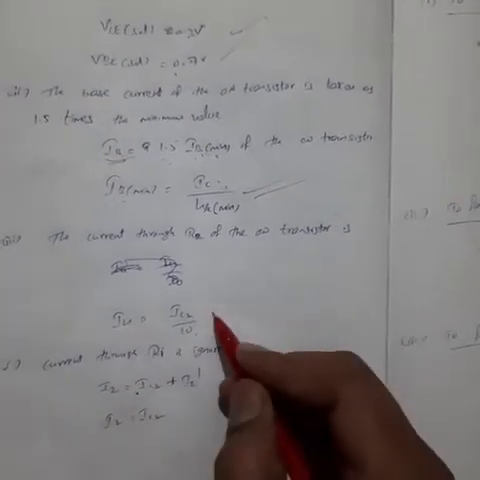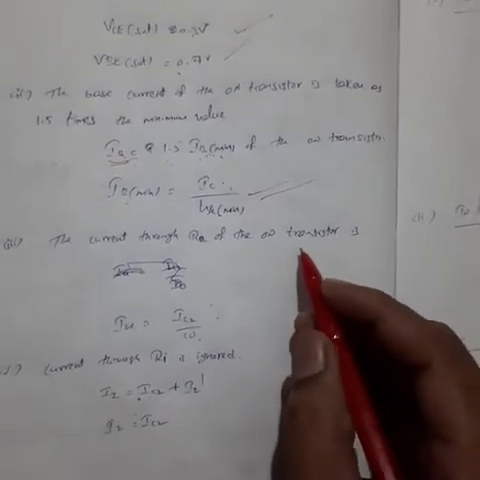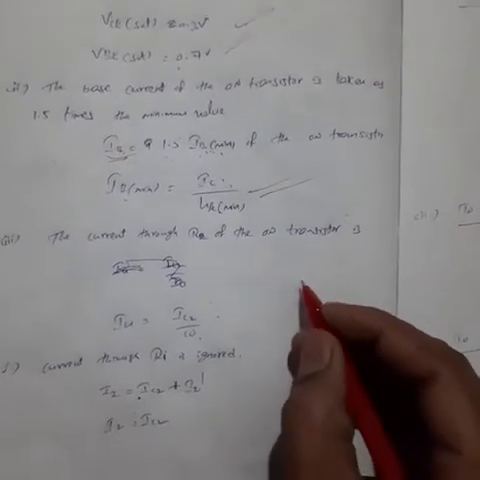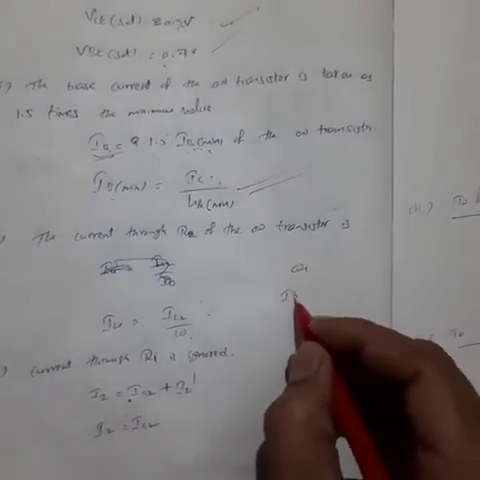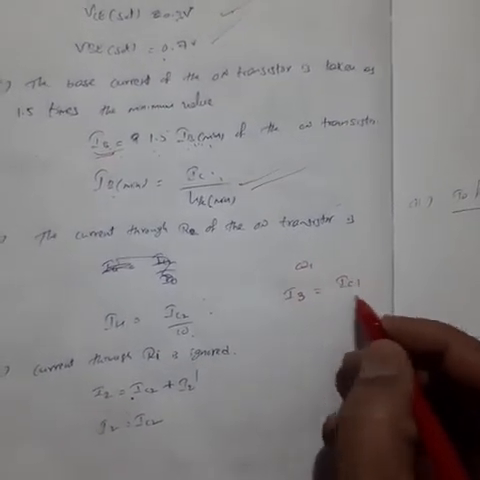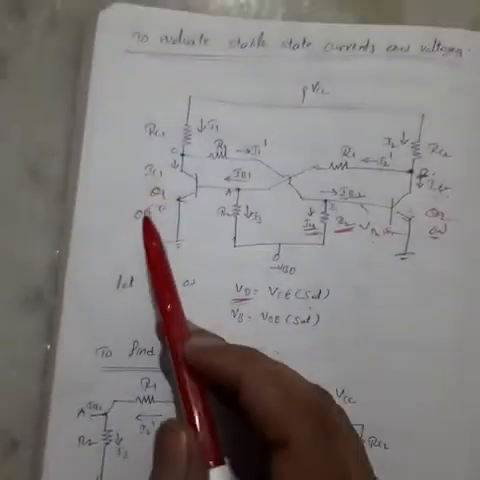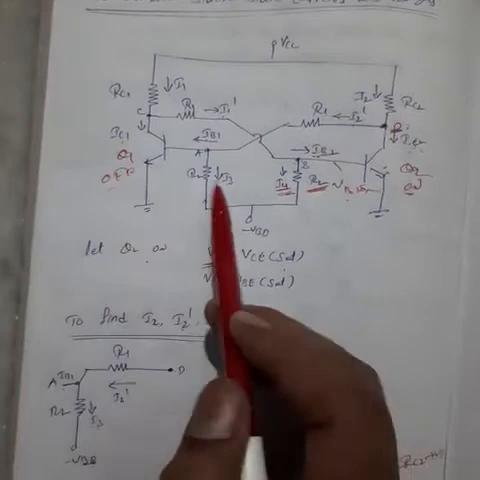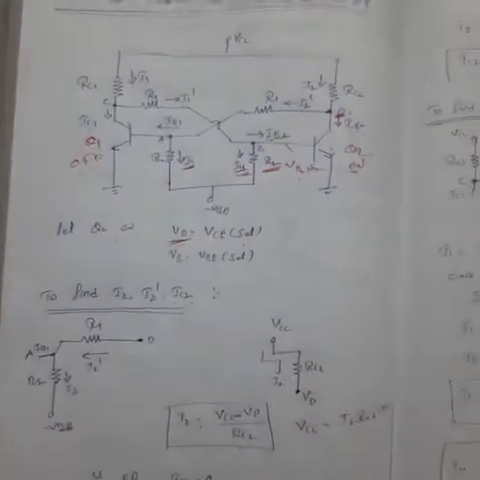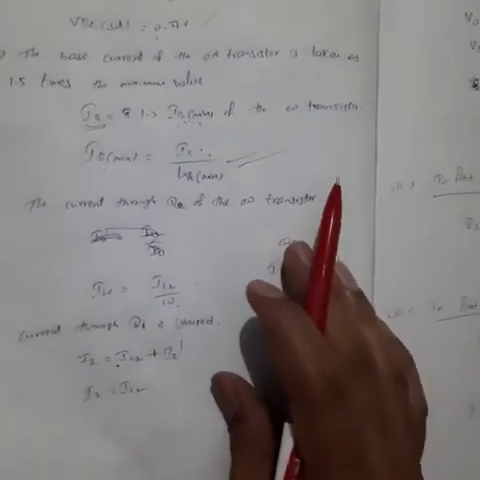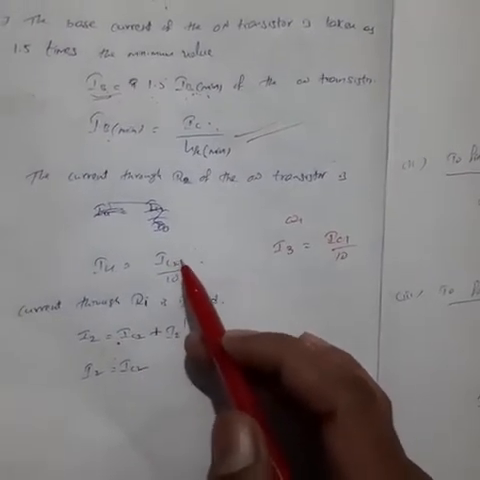I4 equal to IC2 by R. If Q1 is on, here I am assuming that Q2 is on. If Q1 is on, then we have to select I3 equal to IC1 by 10. See here, if Q1 is on, then current is I3. Here we are selecting just Q2 on, that's why I am writing this IC2 by 10.